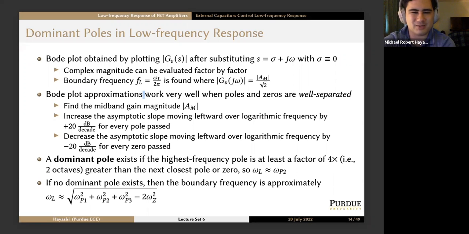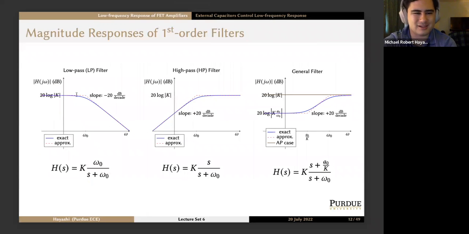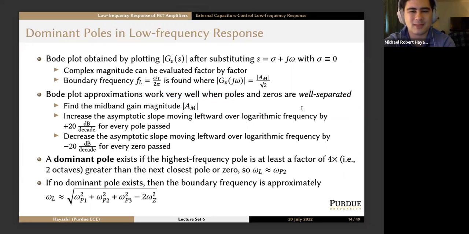So the Bode plot approximations work very well when poles and zeros are well separated. As you can see, these are very separated on these prototype first order filters. And here, where we have the zero fairly close to the pole, there's a significant amount of deviation from the asymptote, but there is a small segment in the middle where it is well approximated. But when poles and zeros aren't well separated, we'll have to deal with other things.